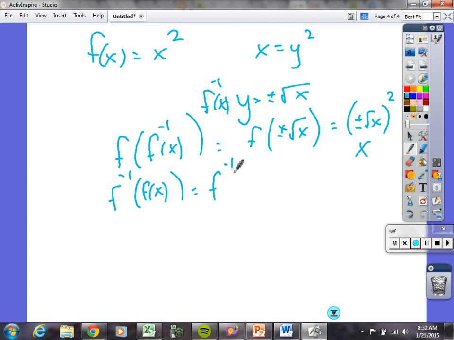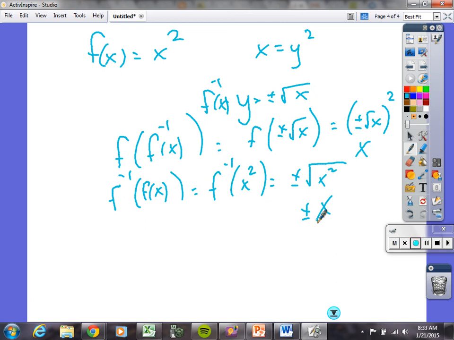So that's f's inverse of x squared, which would equal plus or minus the square root of x squared. What's the square root of x squared? X. So now I have plus or minus x. Is that just x? That's not. So are those two technically inverses?